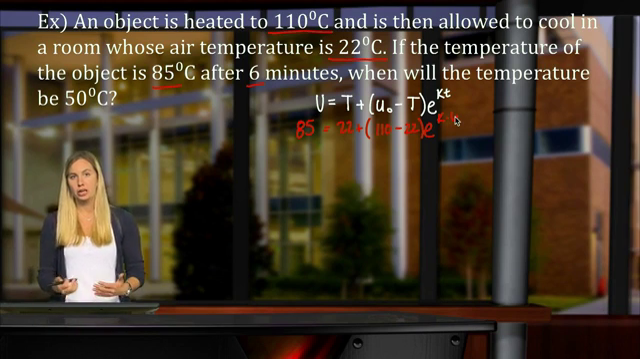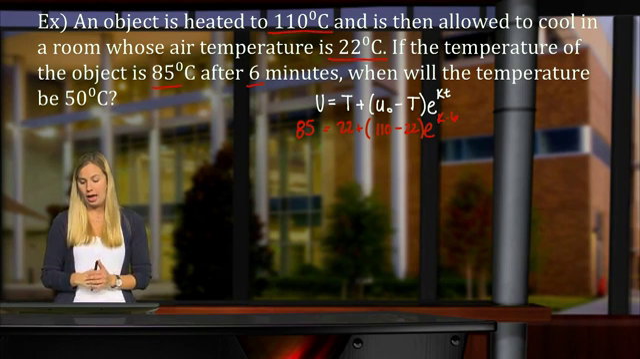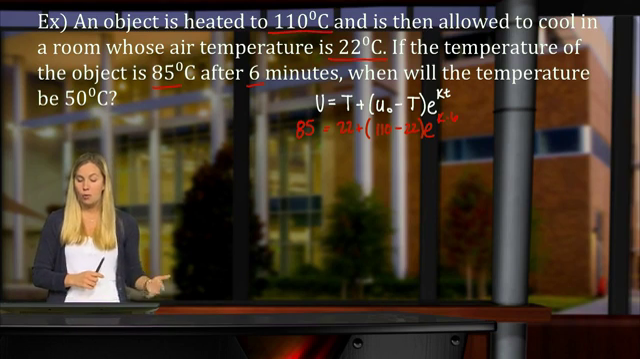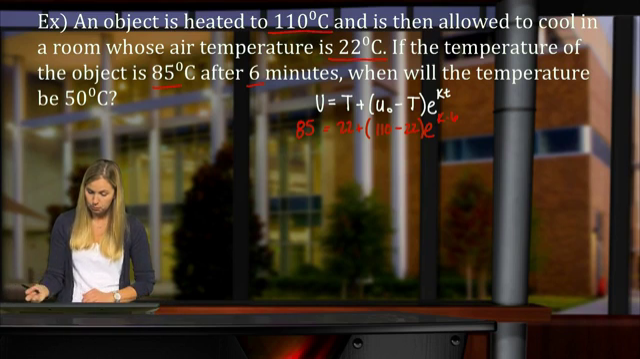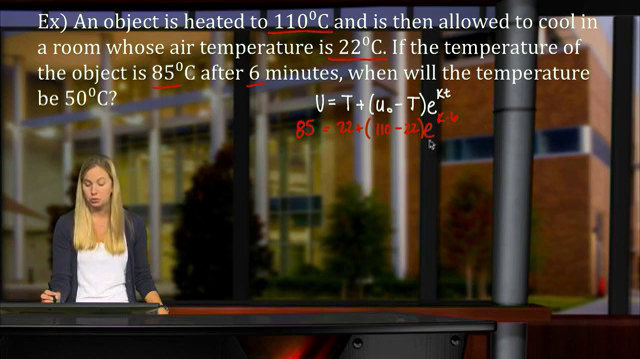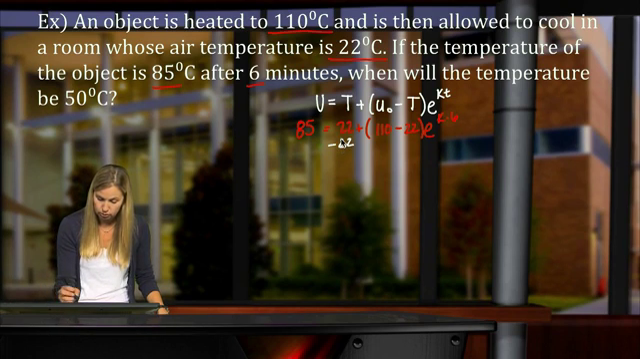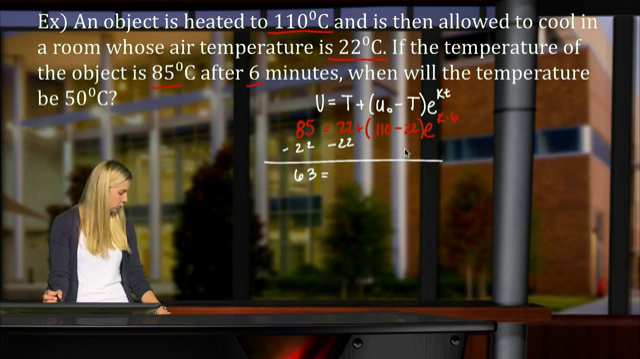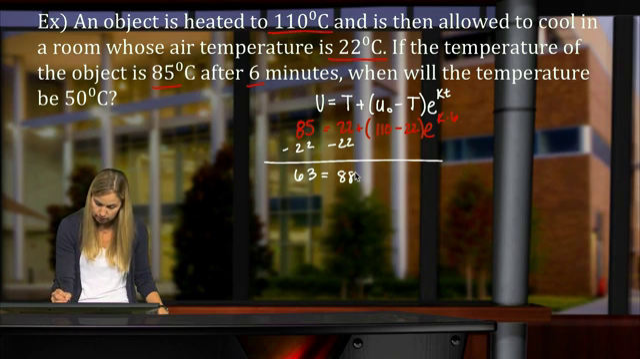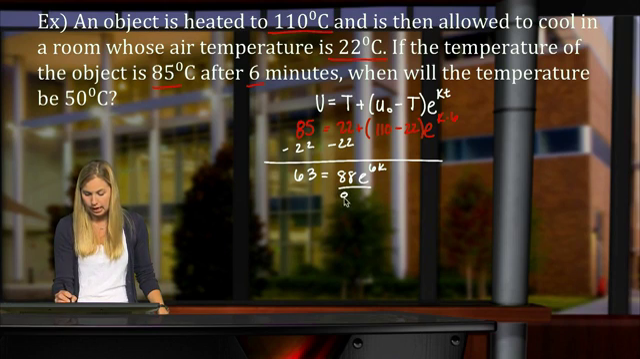So now we have an equation with just one variable K. We can solve this to find K and then use that to find when the temperature will finally reach 50 degrees Celsius. So solving this, we want to isolate our exponential term first. So we're going to have to subtract 22 first. 110 minus 22 is 88 e to the 6k. Divide both sides by 88.